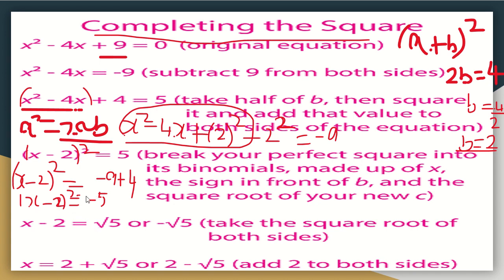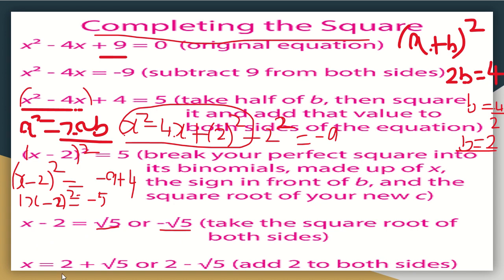Right? So what is the answer? If squaring on both sides, what will I get? x minus 2 equal to minus root 5 or plus root 5. Two values. Whenever I am squaring on both sides, in this problem you have to take it with either plus sign as well as minus sign.